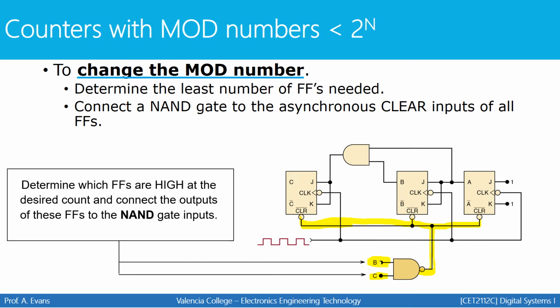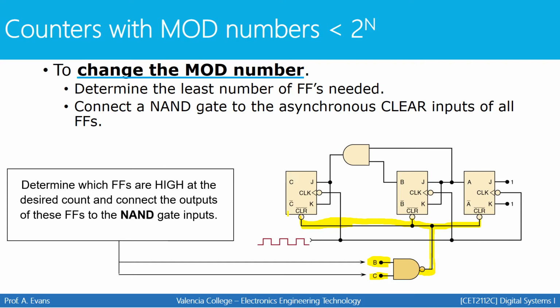So input B is coming from this flip-flop. You can imagine a wire coming from the output here to this input. Same thing for input C. Input C is really coming from the output of flip-flop C. You can imagine a wire going from flip-flop C down to this input. So when B and C are both high, the NAND gate will send a low signal to the clear input of all 3 flip-flops, and the counter will start over counting from 0. That's how we clear it out.